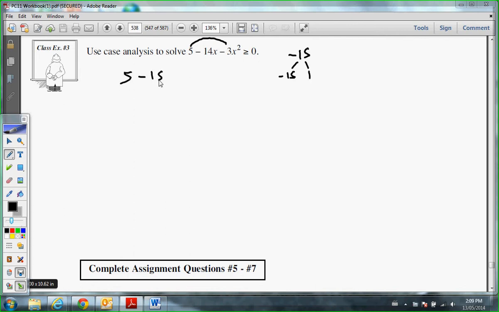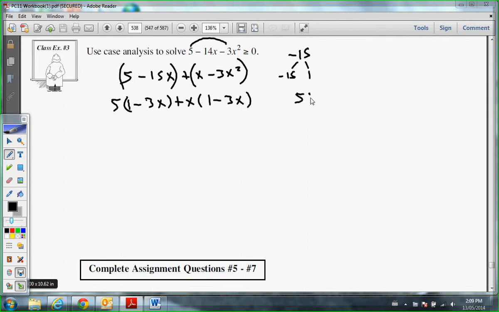5 minus 15x plus x minus 3x squared. Okay, we'll group. Take a 5 out, 1 minus 3x. Take an x out, gives me 1 minus 3x. So now we have a factor. So here's our factor. It is 5 plus x times 1 minus 3x greater than or equal to 0.